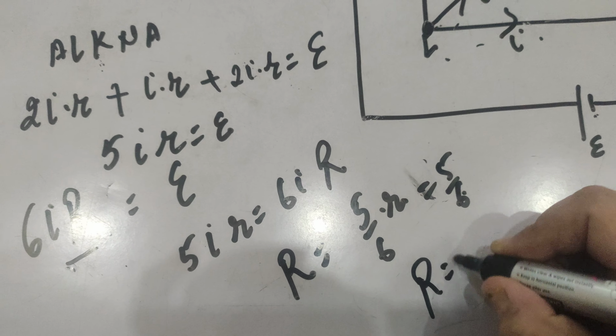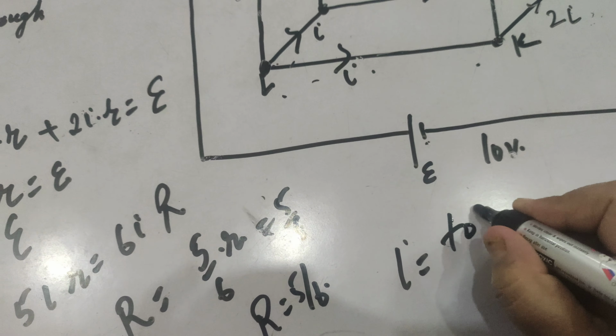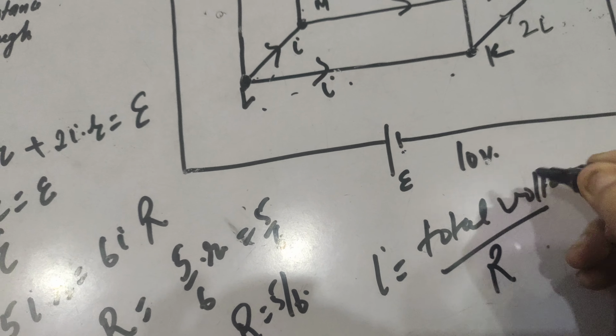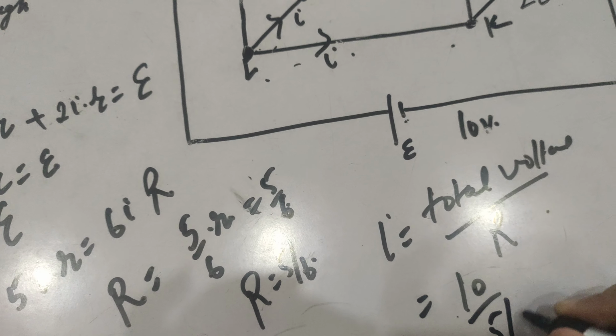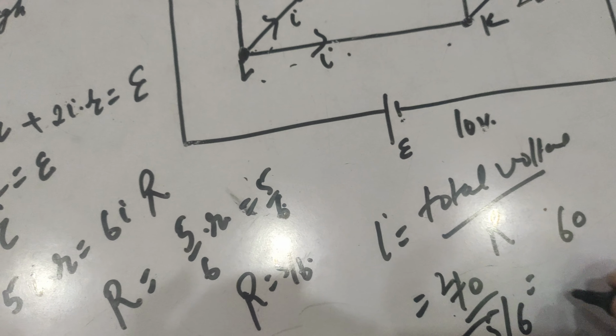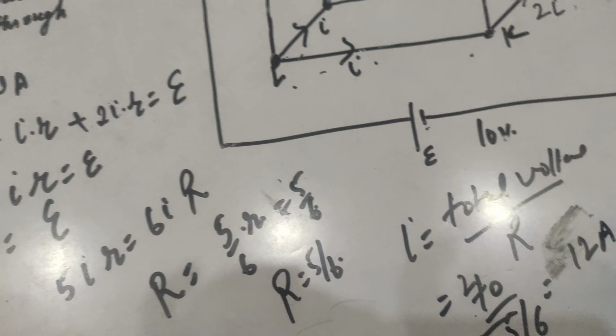Similarly, since we have calculated the resistance, we can calculate the current. I is equal to total voltage upon the external resistance of the circuit. Putting in this value, 10 upon 5 by 6, so this becomes 60 upon 5. 5 twos are 10, 6 twos are 12 amperes. So this is done.